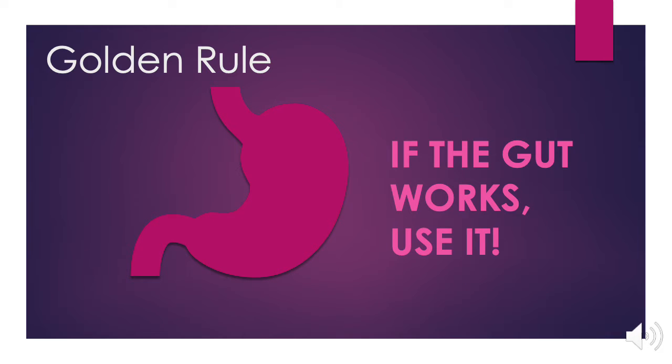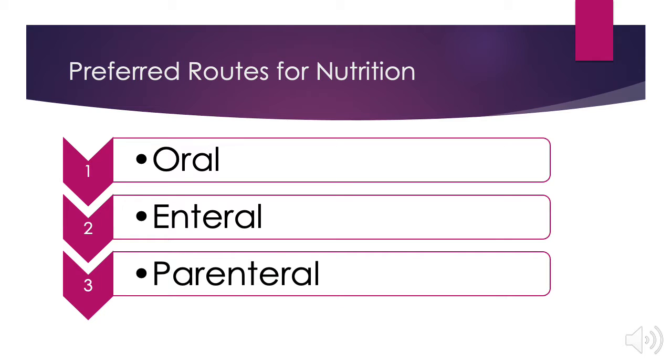The golden rule here is that if the gut works, we want to make sure we use it. In this slide, you see the preferred routes for nutrition in order. First, we want to start with oral, and whenever oral is not possible, we would then proceed with preferring enteral nutrition. And finally, as a last line, we would resort to parenteral nutrition.